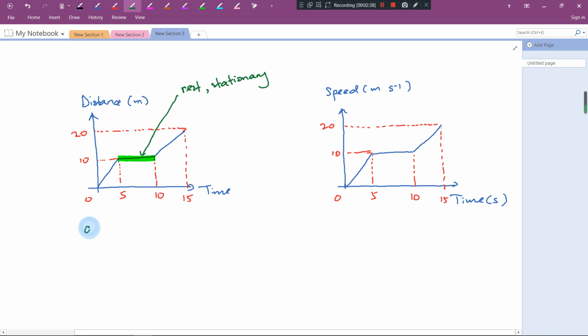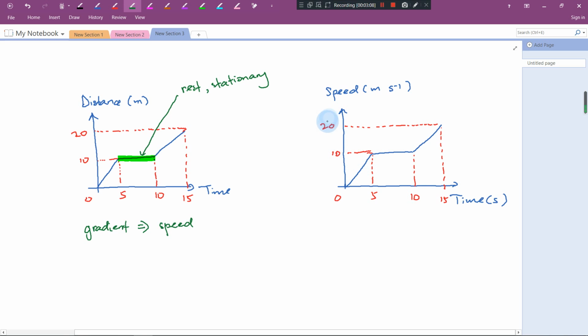So the gradient of this graph, distance against time, represents the speed of the particle. Sometimes you have a negative gradient, it just means that the particle is going backward. But when you give the answer for speed, you need to give a positive answer. Okay, so this I already discussed with you in a previous video. Now today, let's focus on this type of graph, speed against time graph.